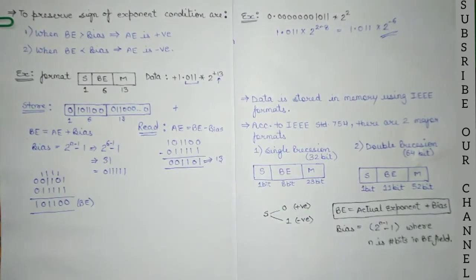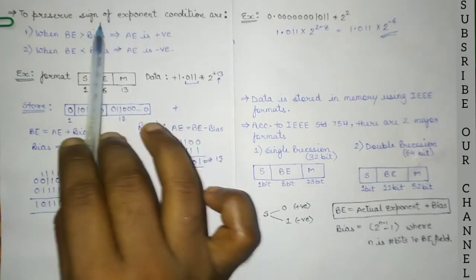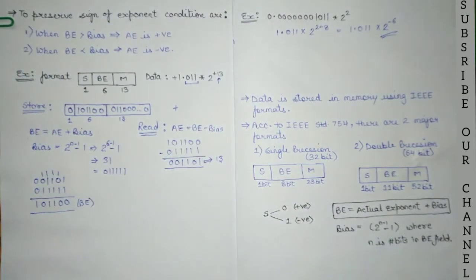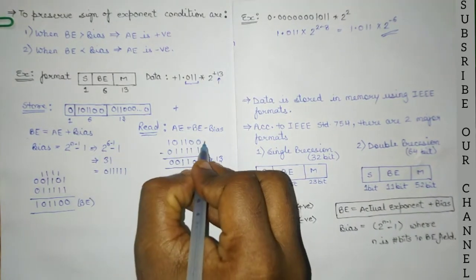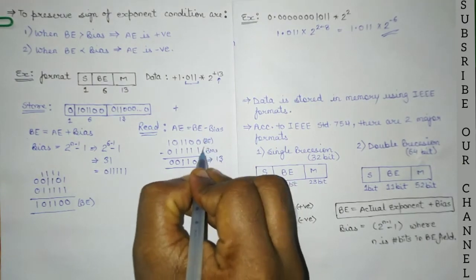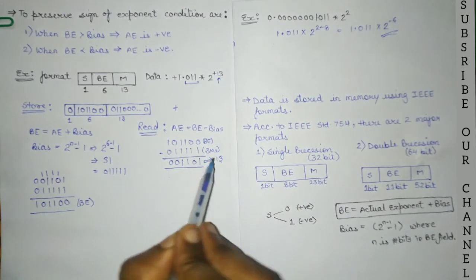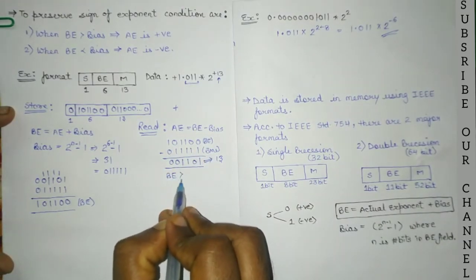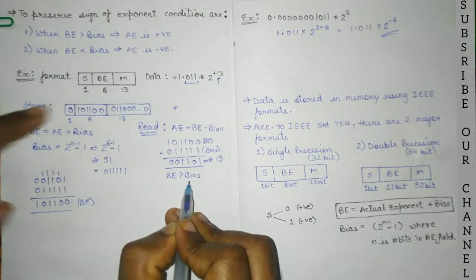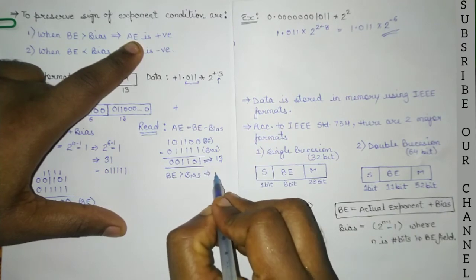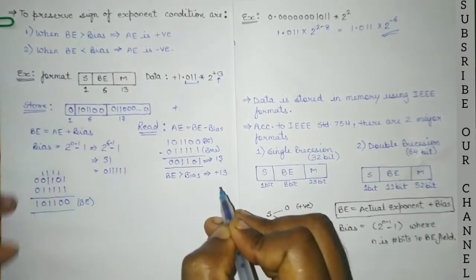Now the question is how to find the sign of the exponent. To find the sign of the exponent, we have these two conditions. So now we have to compare the BE with the bias value. So this is BE and this is bias. Comparing these two values, we clearly see that BE is greater than bias. If this is the case, we know that the actual exponent is positive. So I can say that instead of 13, it is plus 13, right?